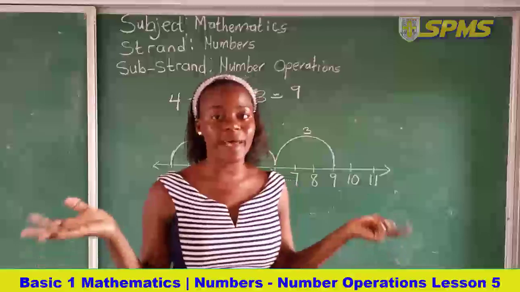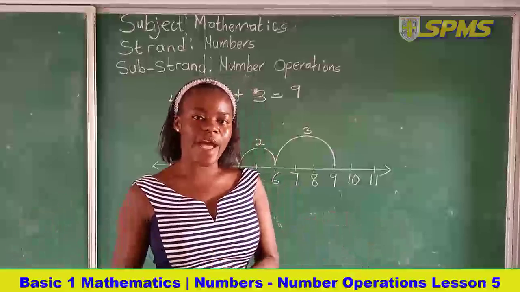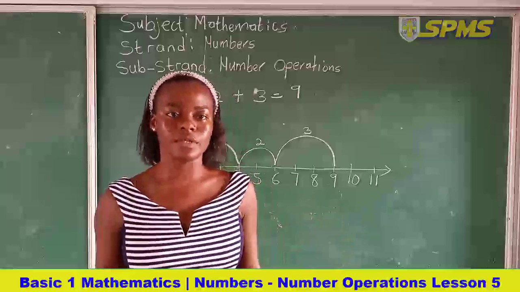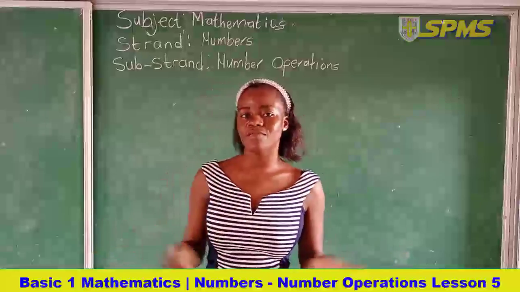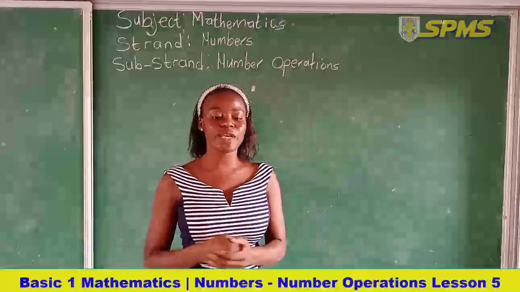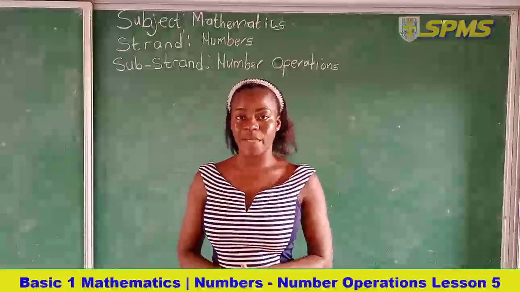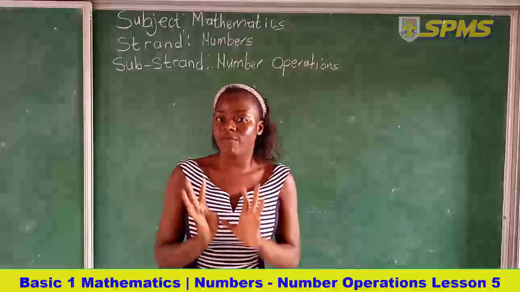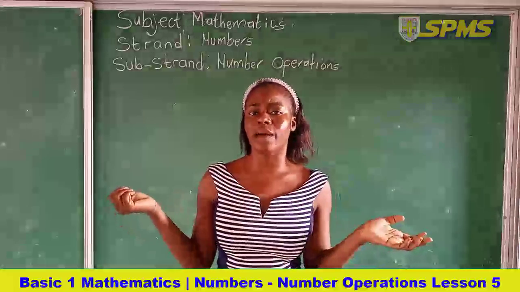So you can draw your number line and take any addends and try to do it on your own. Good. Now let's look at our next objective. We said we'll be looking at adding of 2 digit numbers. You are looking at numbers in their tens form. So give me a 2 digit number.